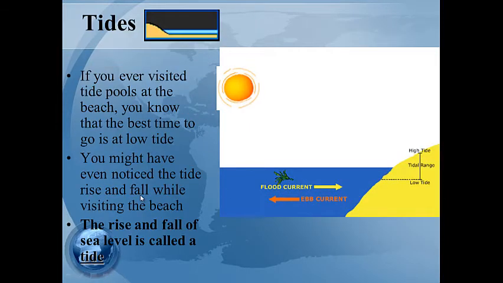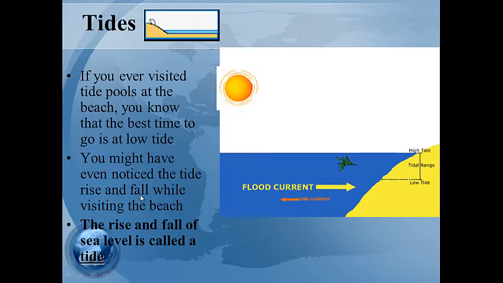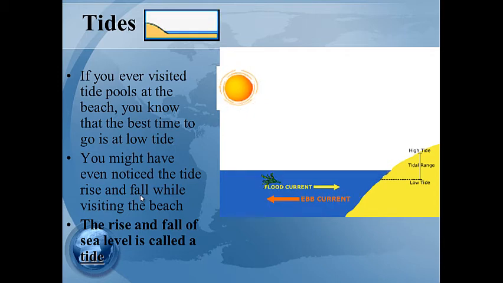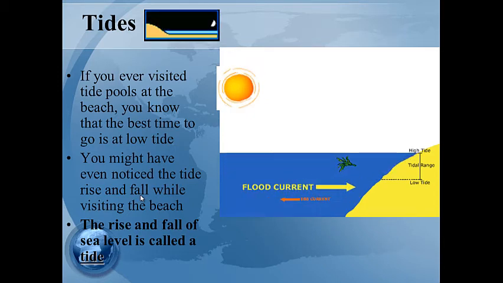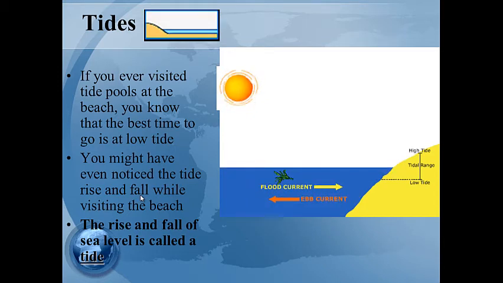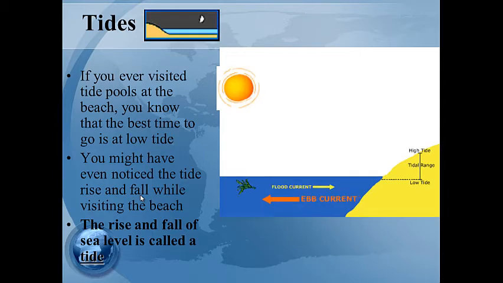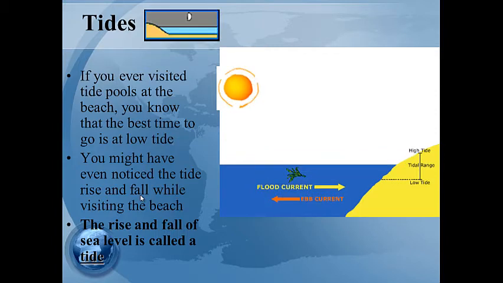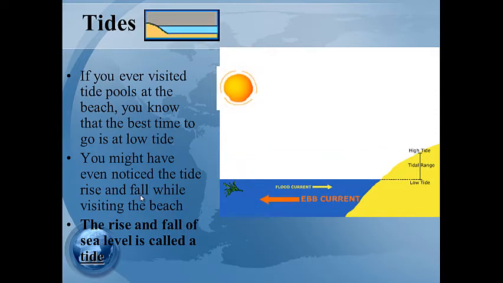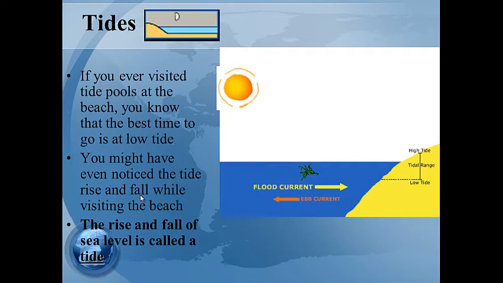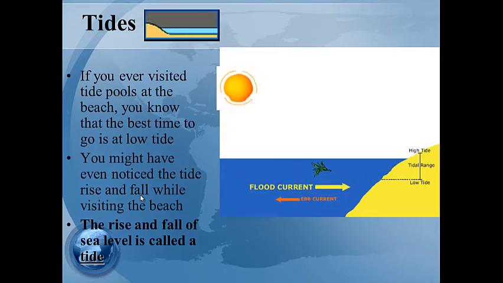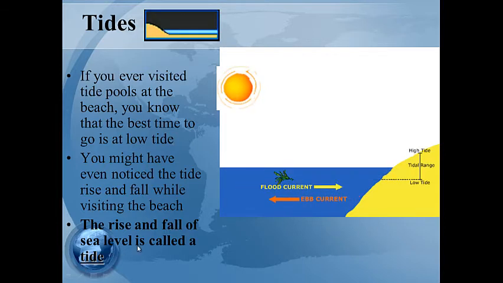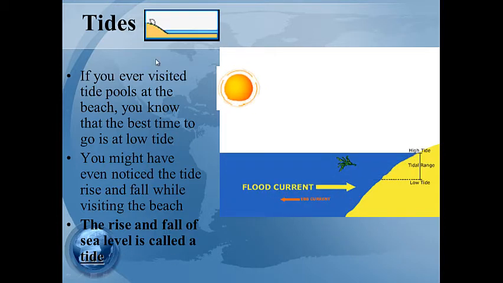All right, so tides. If you've ever visited tide pools at the beach, you know the best time to go is at low tide, right? You can see all the sea anemones and the crabs and the kelp and all that good stuff. So you've got to go at low tide. But you might have noticed while you were there that the tide may have risen or even gotten lower. So you may have noticed the tide change, rise and fall, while visiting the beach. We call this rise and fall of sea level tides.